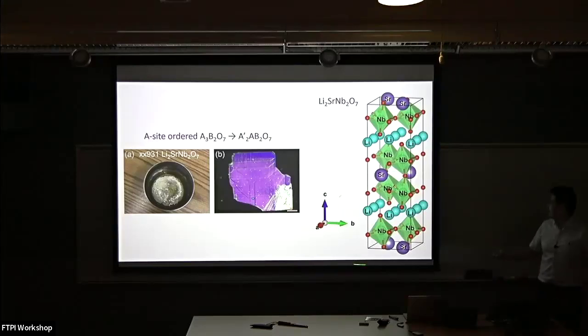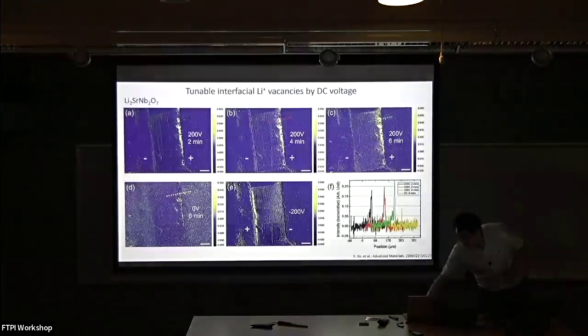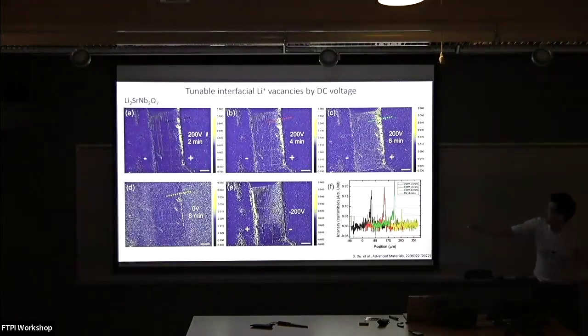So in order to investigate this possible functionality, I made a single crystal and I applied 2 electrodes on both sides of the crystal. And then I applied a 200 volt DC voltage on the sample. As you can see, after 2 minutes, some intensity starts to accumulate at the positive electrode. And if I charge it for a longer time, like 4 minutes and 6 minutes, you see this intensity get enhanced. And then I remove the voltage.